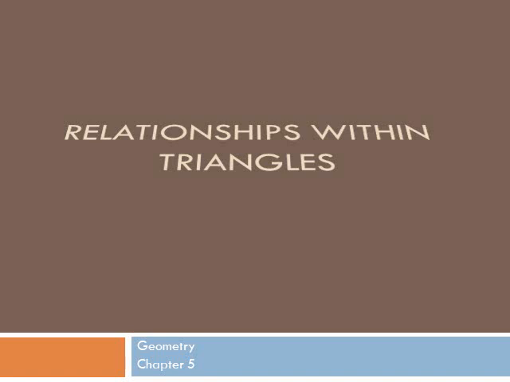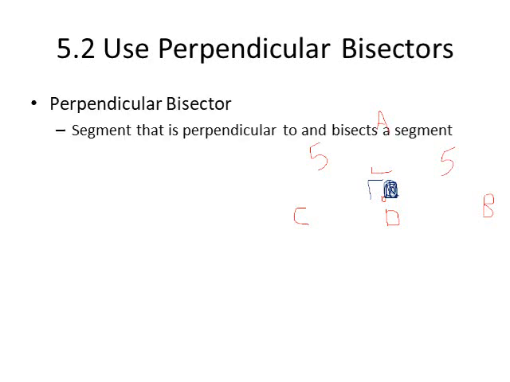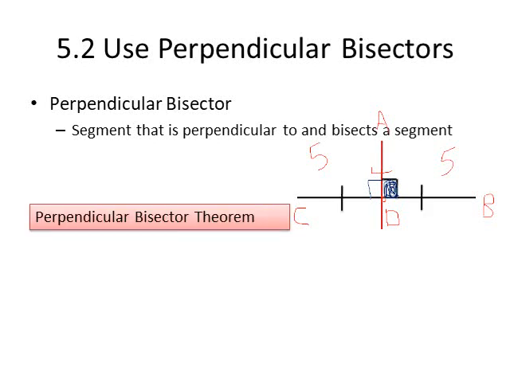Today we're starting with perpendicular bisectors. So Mister, what is the meaning of perpendicular bisector? The perpendicular bisector of a segment is a segment that is perpendicular to it and bisects it. If you have a line segment like that here, and this line is perpendicular to it and bisects it, we call this line the perpendicular bisector. The red line here is the perpendicular bisector.